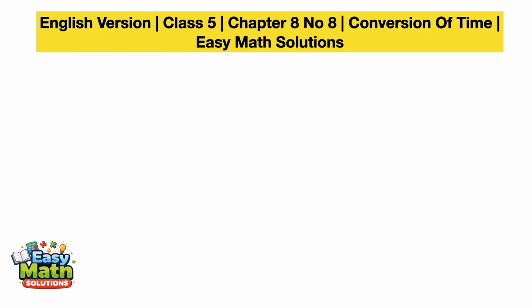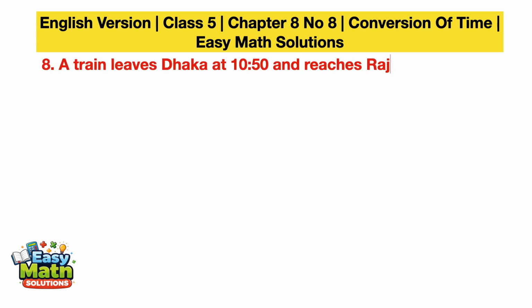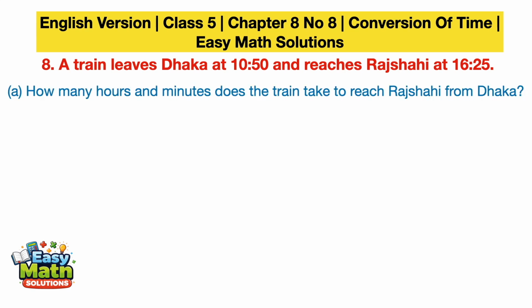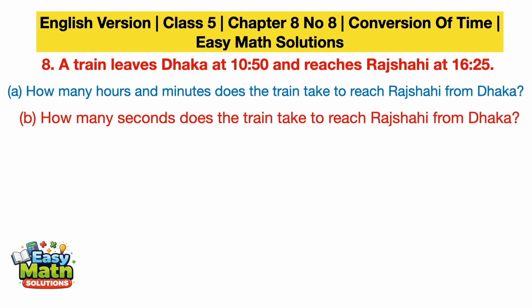English version, Mathematics, Class 5, Chapter 8, Conversion of Time, number 8. A train leaves Dhaka at 10:15 and reaches Rajshahi at 16:25 p.m. Number A, how many hours and minutes does the train take to reach Rajshahi from Dhaka? And number B, how many seconds does the train take to reach Rajshahi from Dhaka?